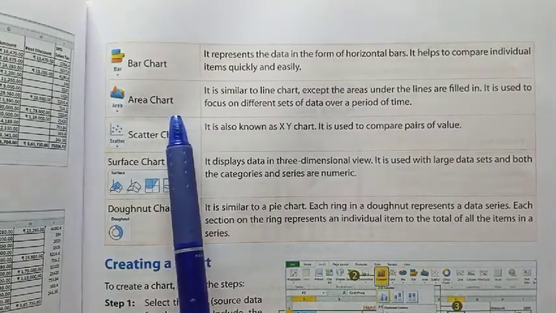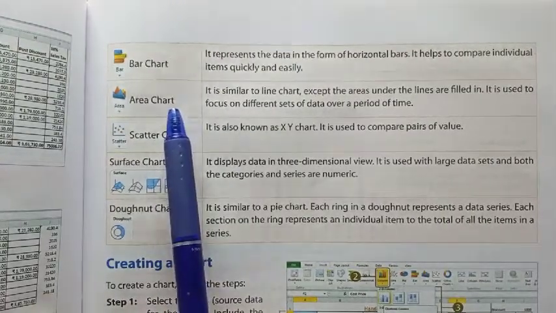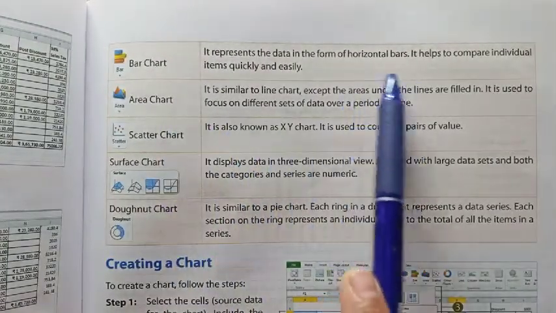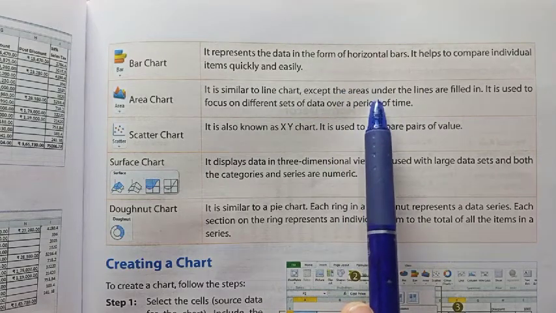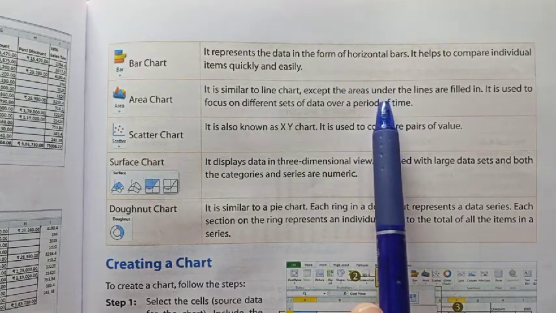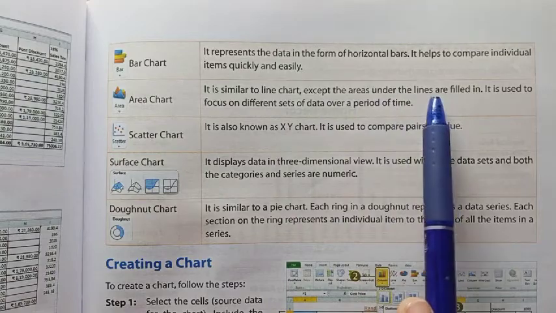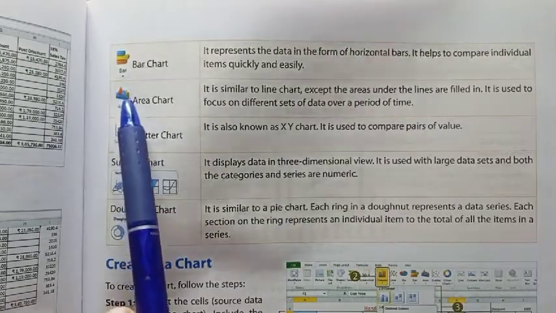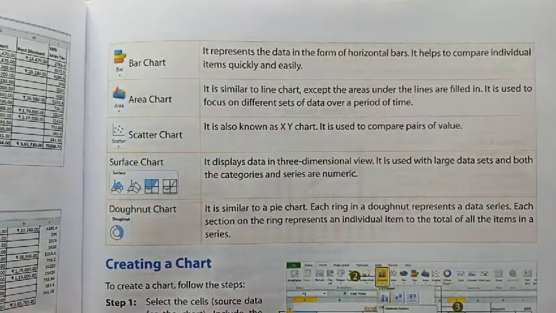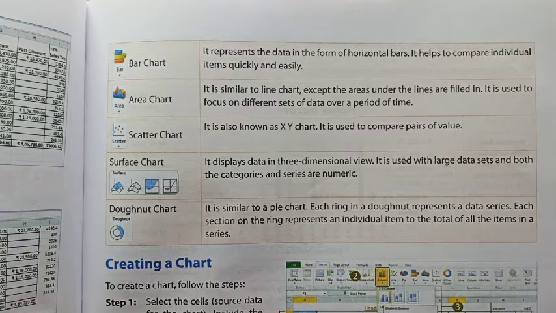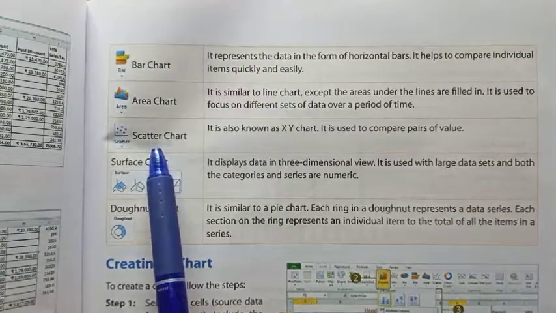Then we have the area chart. Here the whole area will be represented, and this whole area is going to be filled. As you can see, the filled areas are shown over here. This is used to focus on the different sets of data, how a complete set of data is changing over a period of time.